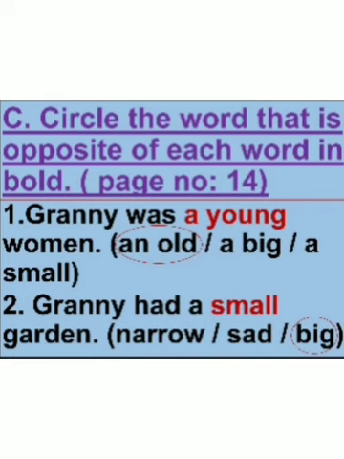So now tell me, what is the opposite of small? You have three answers here in the bracket, out of which only one is correct. You have to put the circle around that. First one is narrow. Second option is sad. Third one is big. So what is the opposite of small? Very good, big. So put a circle with your pencil round the word big. Done, children? Very good. Shall we move to the third one?